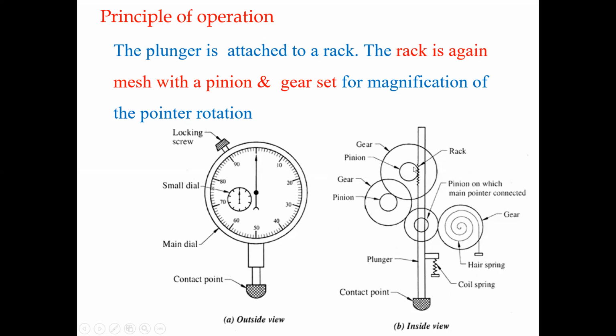Because of the rack movement in the upward direction, this pinion rotates in the anti-clockwise direction. Observe clearly here, the smaller pinion is rotated in the anti-clockwise direction. Here the pinion and this gear are mounted on the same shaft. Those are internal gears. So automatically the gear also rotates in the anti-clockwise direction.